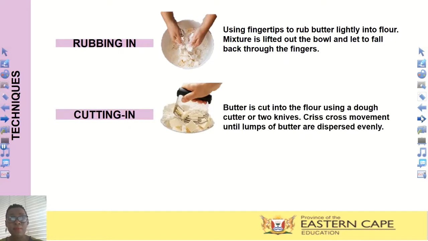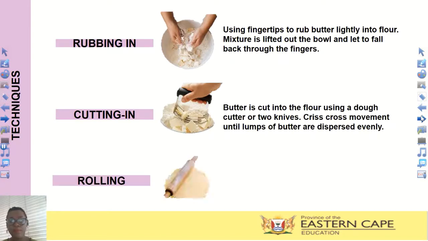Cutting in is also an important technique when you're making short crust pastry. The butter is cut into the flour using a dough cutter, or you can use two knives. Crisscross movements are used until the lumps of butter have dispersed evenly into the flour.